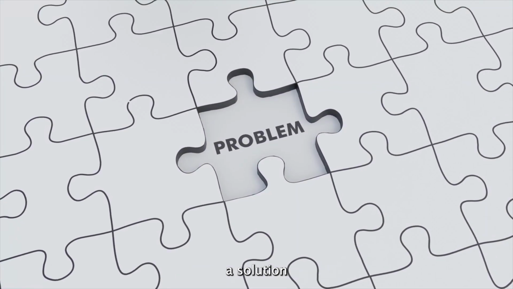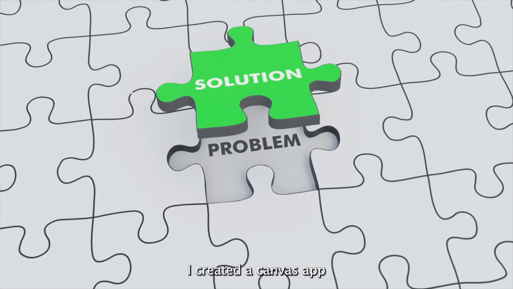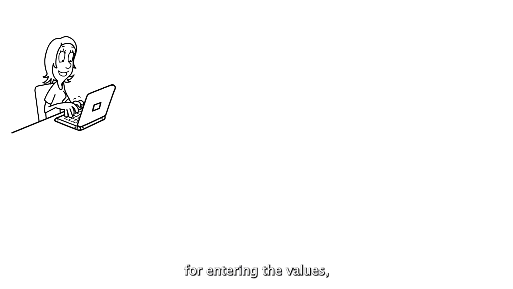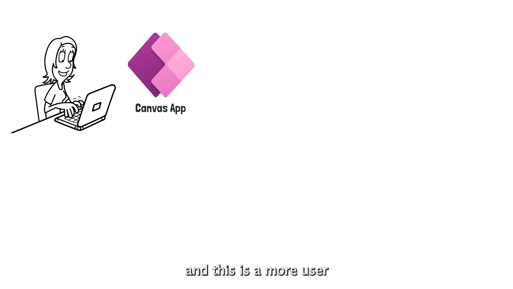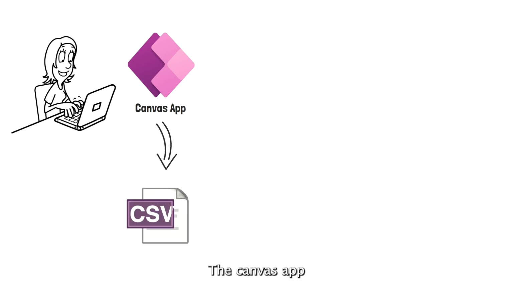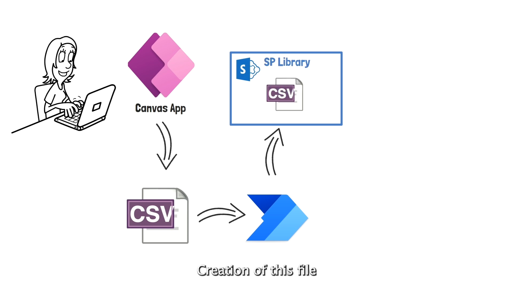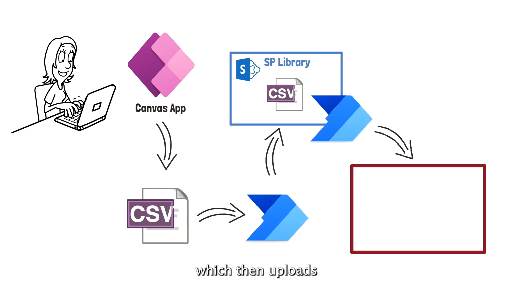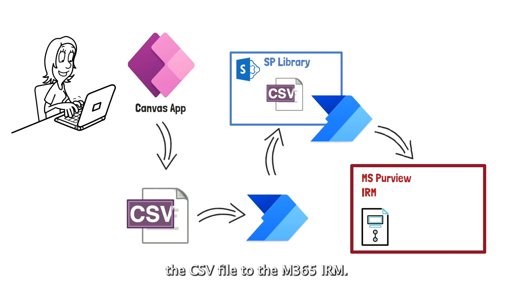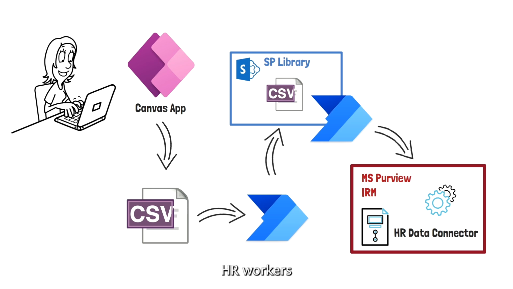I'm going to demonstrate a solution to solve these problems. I created a Canvas app for entering the values, and this is a more user-friendly solution. The Canvas app then uses a Power Automate flow to save the CSV file in the SharePoint library. Creation of this file in the SharePoint library triggers yet another Power Automate flow, which then uploads the CSV file to the M365 IRM.